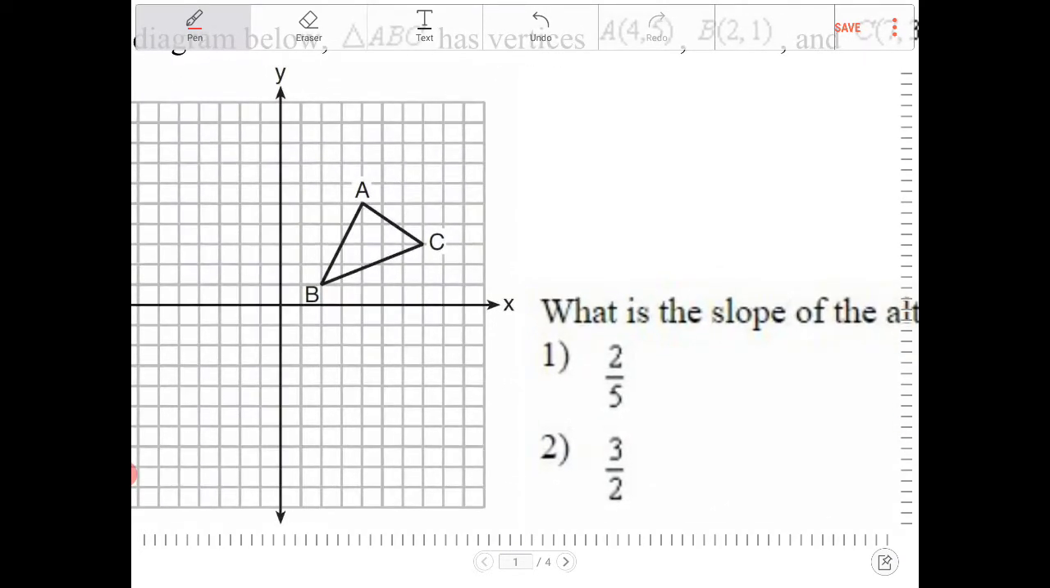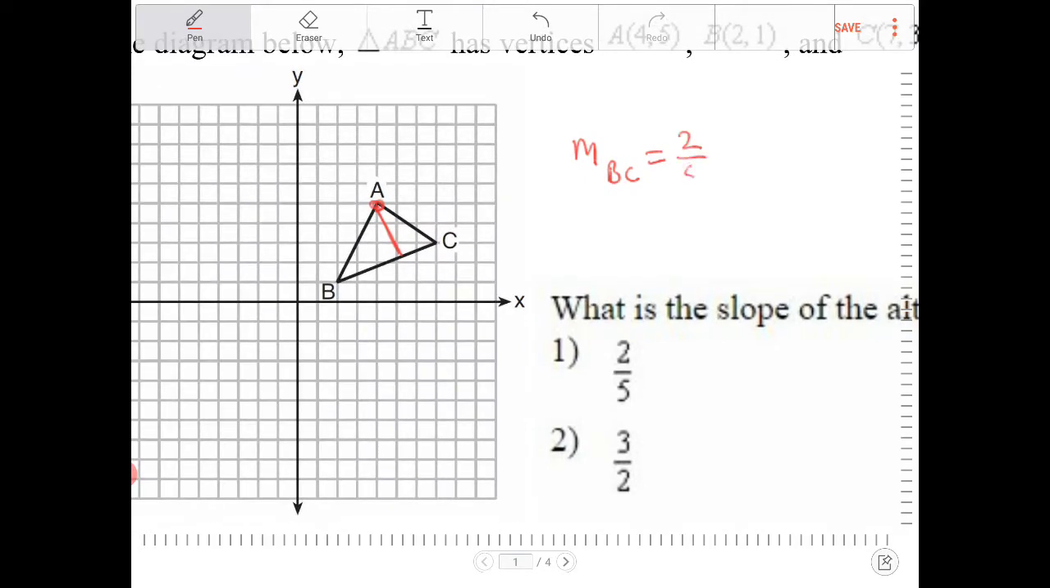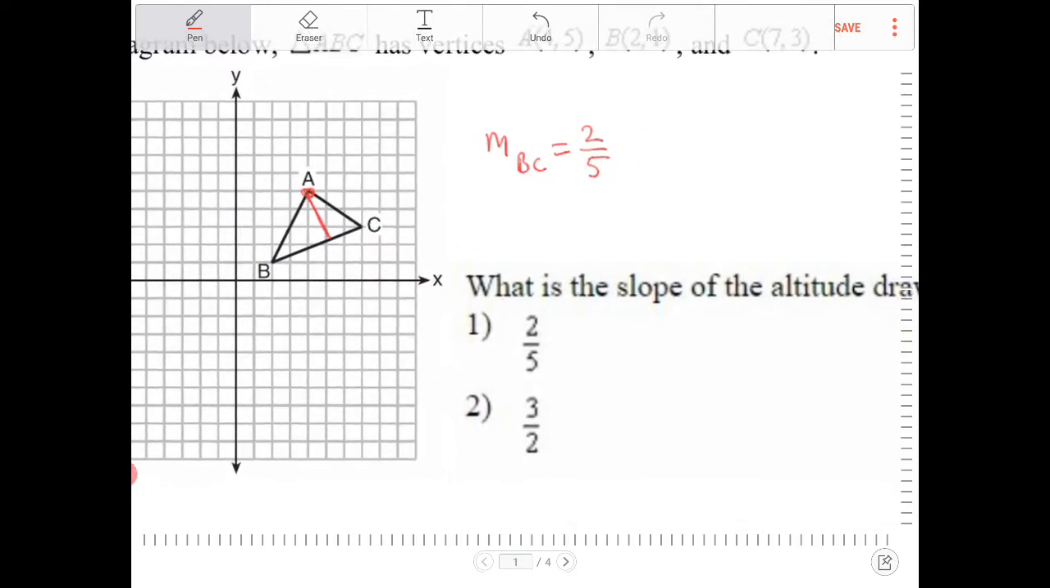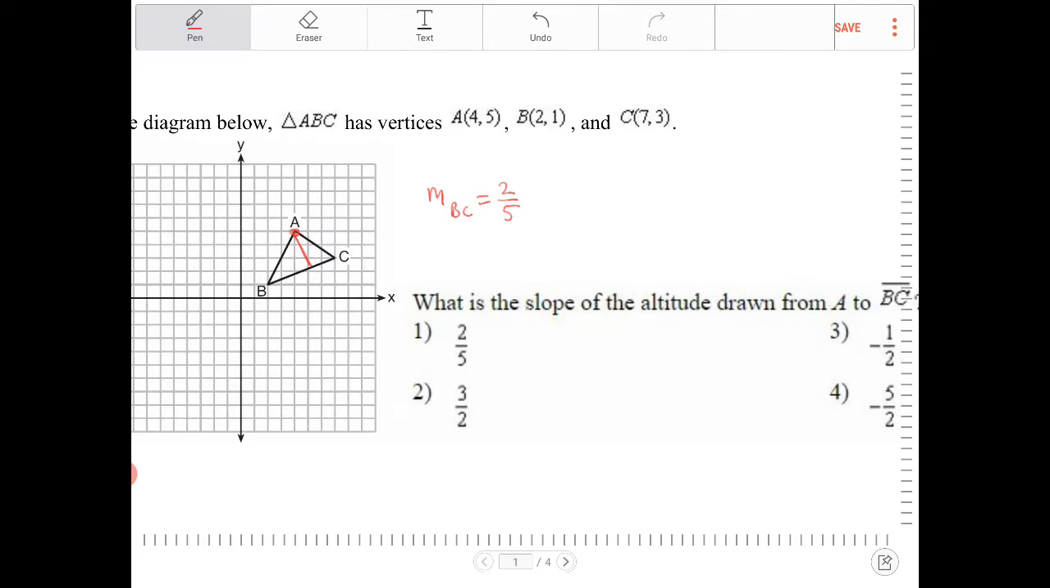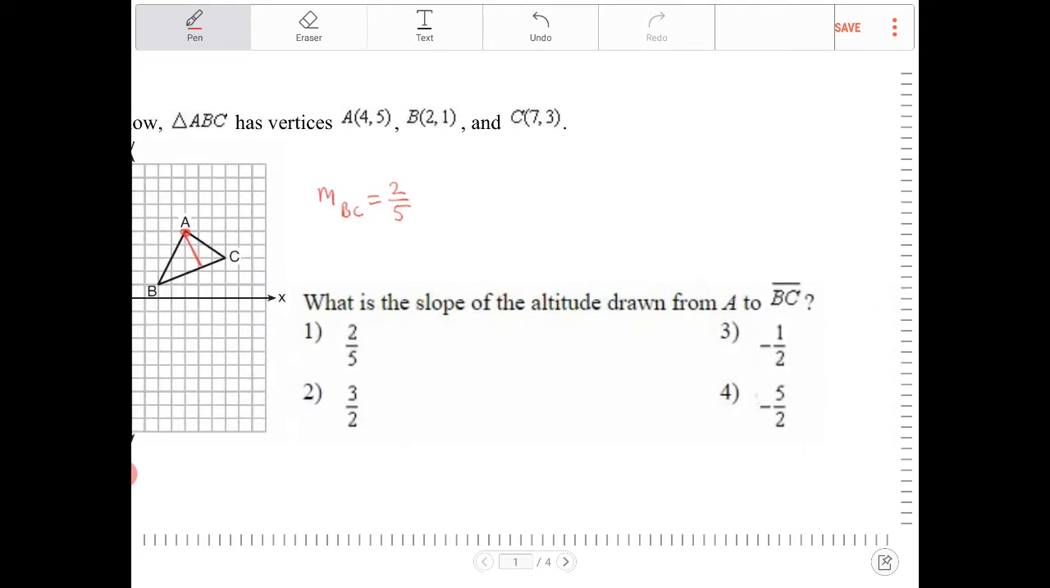So it says here, what is the slope of the altitude drawn from A to BC? From A, that's the vertex, it has to be drawn like that. If you look at BC, what's the slope of BC? The slope of BC is 2/5. The slope of the altitude, therefore, must be the negative reciprocal of it because it has to form a 90-degree angle. So it's got to be negative 5/2, which is this right there.